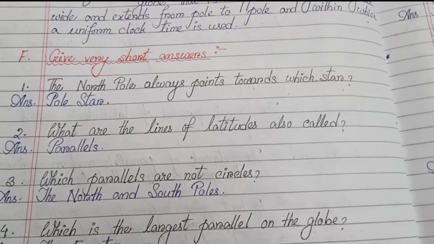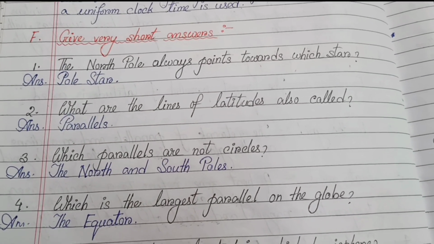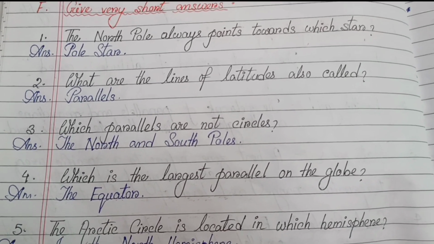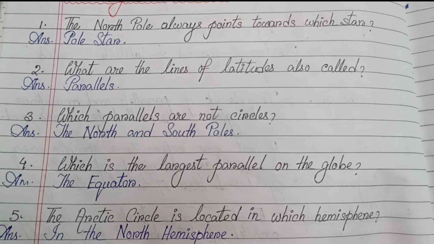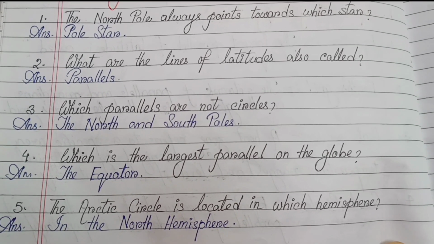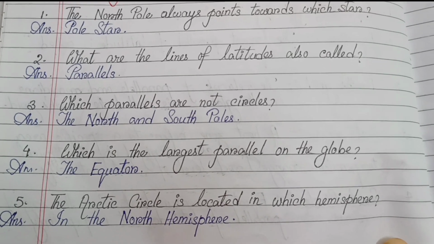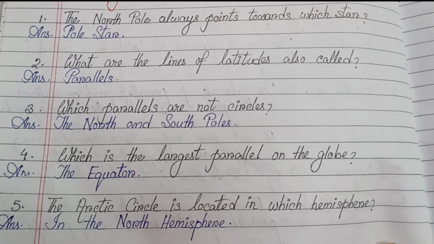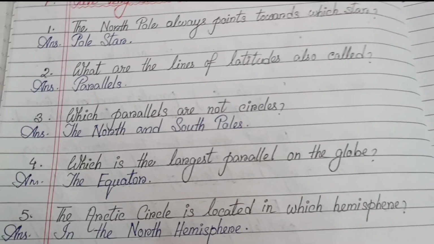Number F, give very short answers. Number 1, the North Pole always points towards which star? Pole star. Number 2, what are the lines of latitudes also called? Parallels. Number 3, which parallels are not circles? The north and south poles. Number 4, which is the largest parallel on the globe? The equator. Number 5, the Arctic Circle is located in which hemisphere? In the north hemisphere.